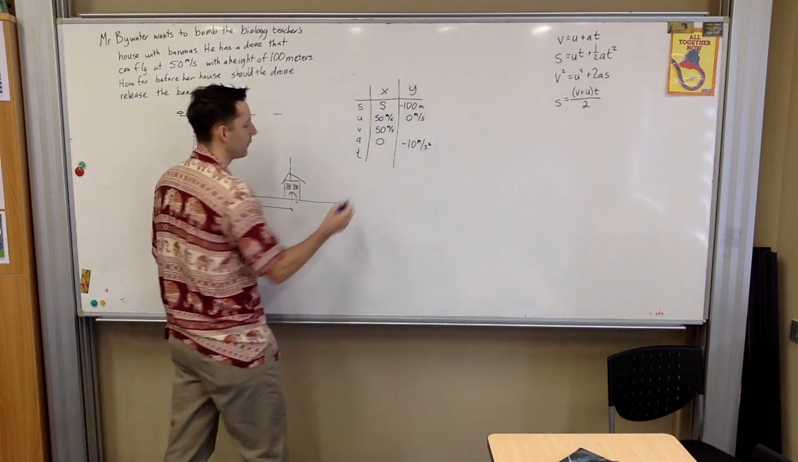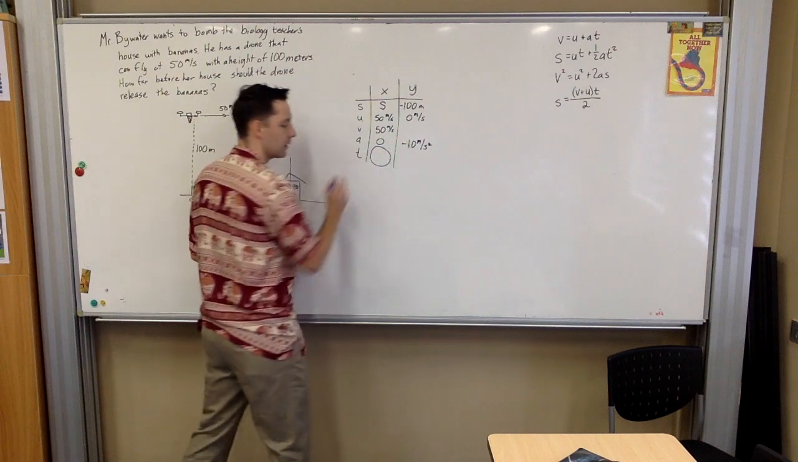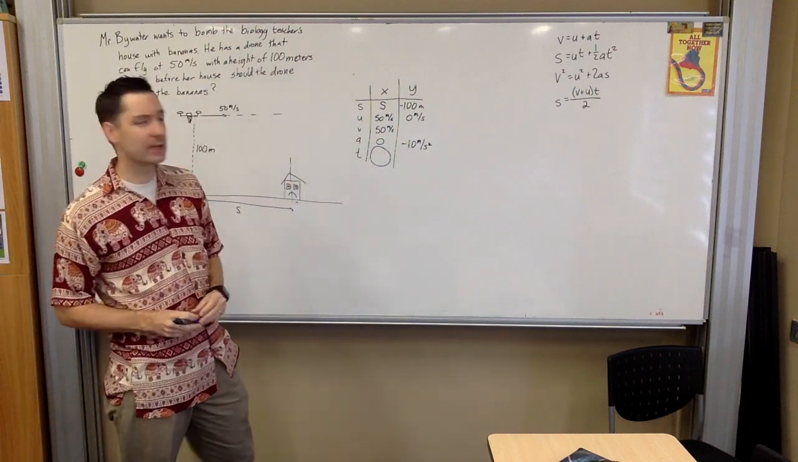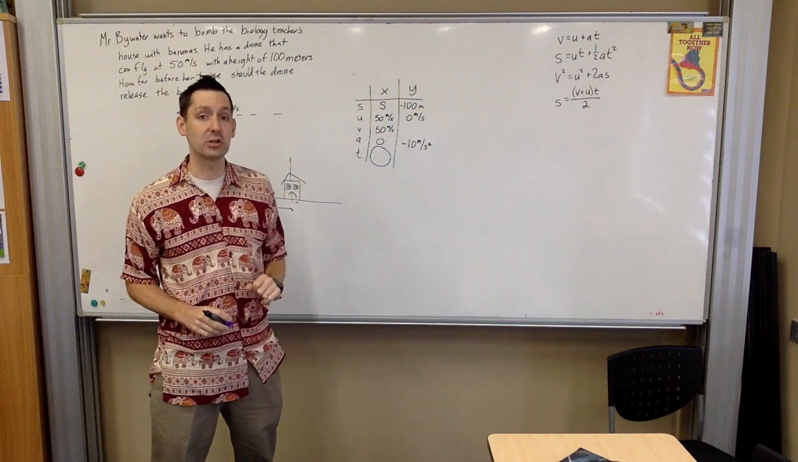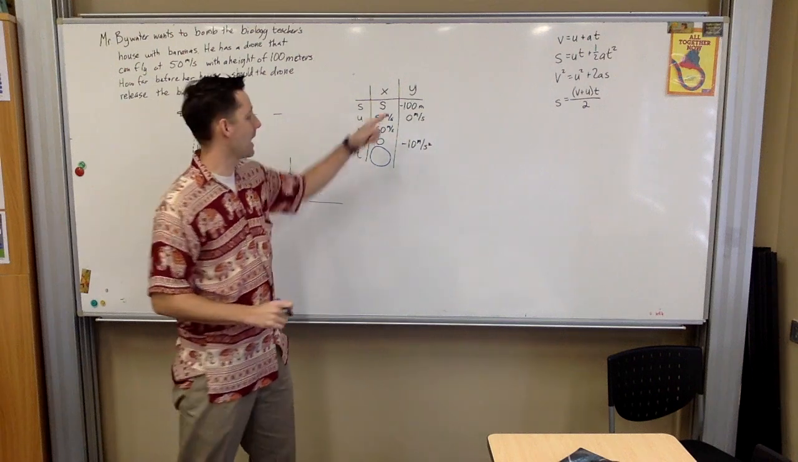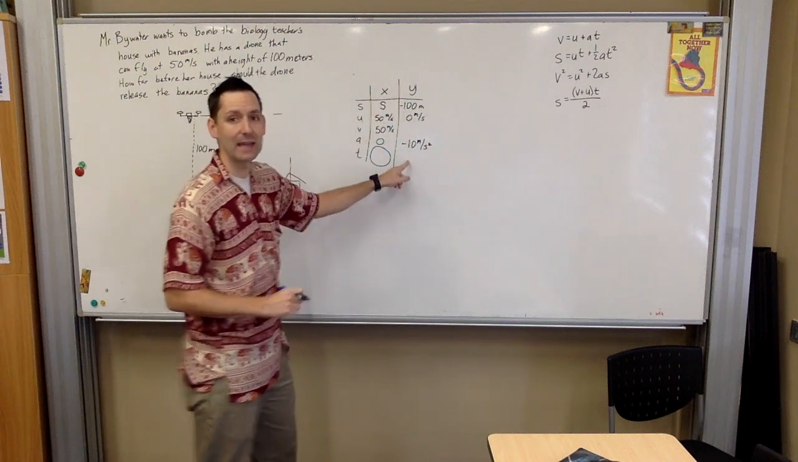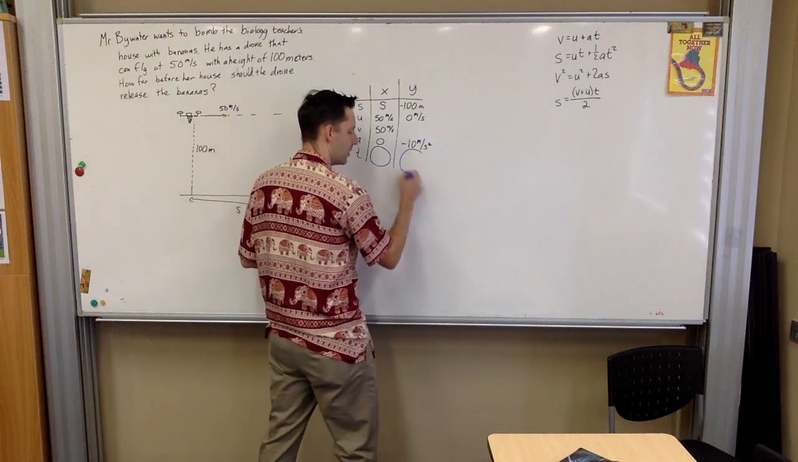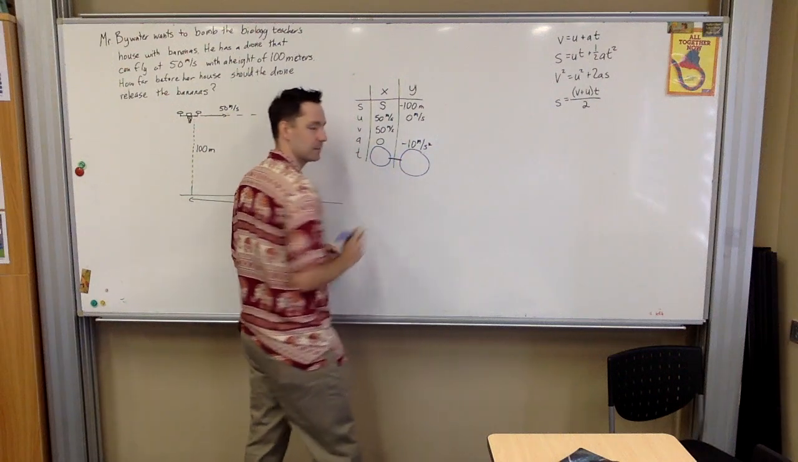So what would be really helpful is if I could find the time. Now I won't be able to get the time from my horizontal information, but given that I have vertical information, I can get the time there. And those two times are going to have to be the same.